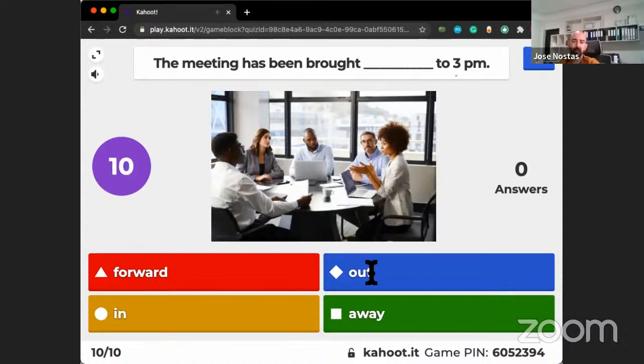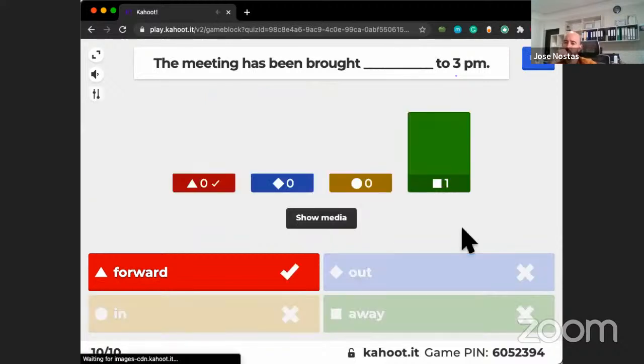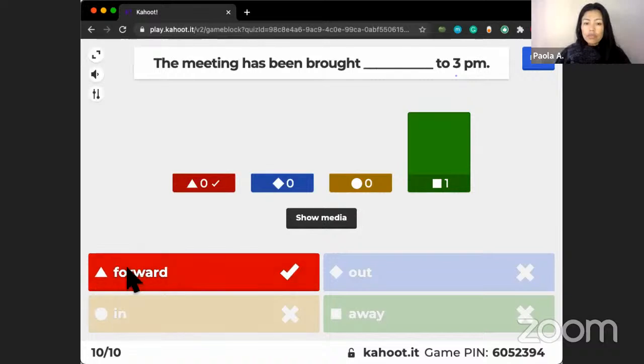The meeting has been brought forward to 2 p.m. Brought forward, like to move. It was moved to this other time. Forward is related not to send, or to adelantar. That's why it's like it was moved from one time to another time.